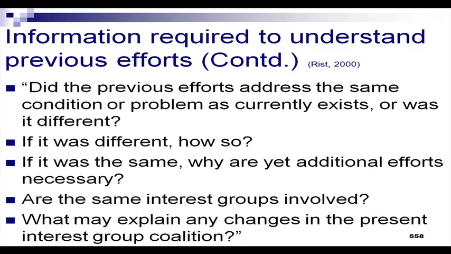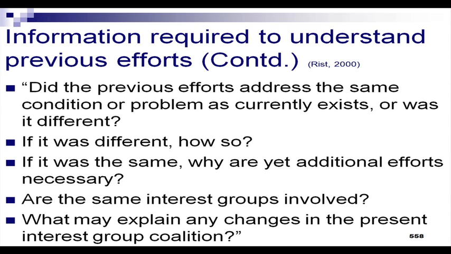What happened to the policy along similar lines that was implemented earlier? What was the policy? Who implemented it? What were the resources that were required? What worked? What failed? So the nitty-gritty of whatever was done earlier is required. Did the previous efforts address the same condition or problem as currently exists, or was it different? If it was different, how so? If it was the same, why are yet additional efforts necessary?